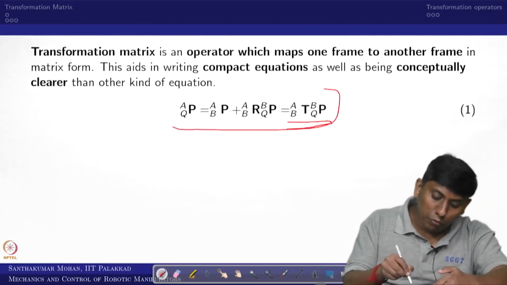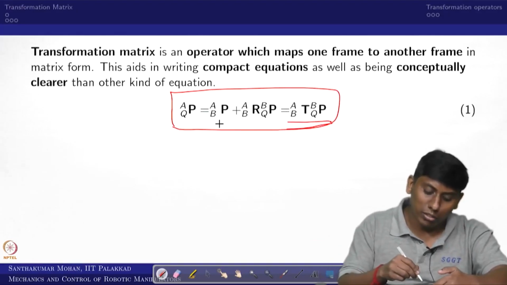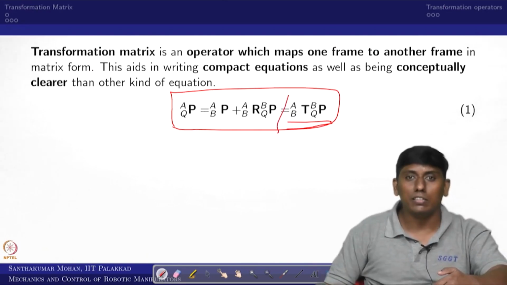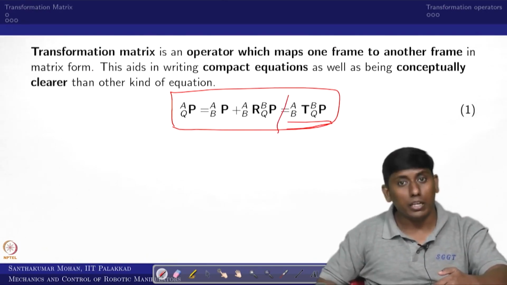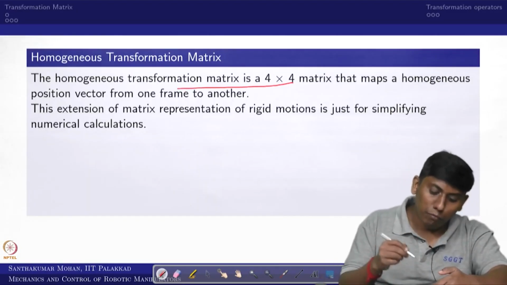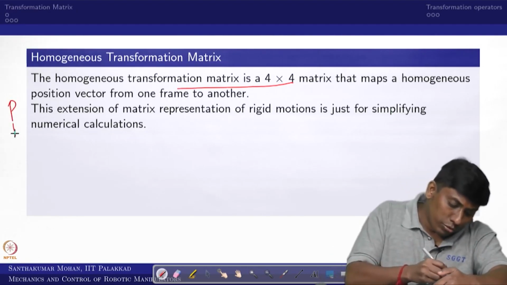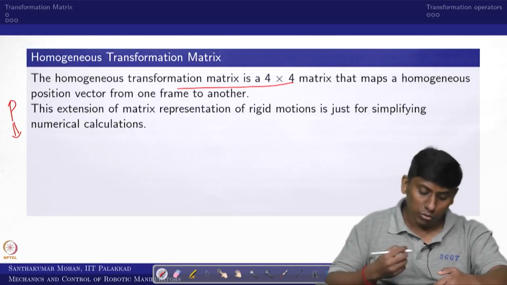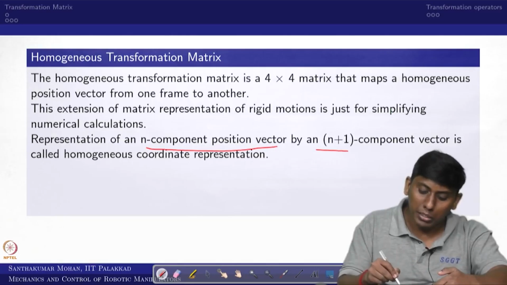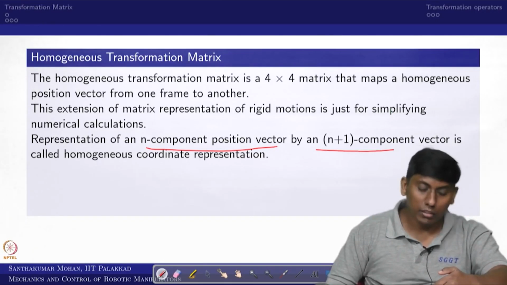Now the straightforward equation is not consistent, because in the previous lecture I said this is 3 cross 1, this is 3 cross 1, this is 3 cross 3 and this is 3 cross 1. This is not dimensionally consistent, so it is not possible. So we bring in a 4 cross 4 matrix, and to make this work the position vector also has to be increased by one dimension. So the representation of an n component position vector is increased to an n plus 1 component vector. This is what we call homogeneous coordinate representation.